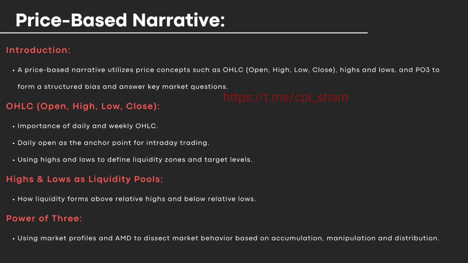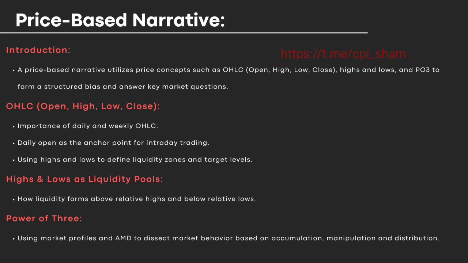You know that in market profiles we've got five different types of market profiles, and basically the power of three has narrowed those profiles down to just three, which are the accumulation, manipulation, and distribution profiles. It explains how price moves through these three distinct phases. The phases of power of three are the accumulation, where price consolidates, builds, and generates liquidity. A common example of the accumulation phase is the Asian range or CBDR.